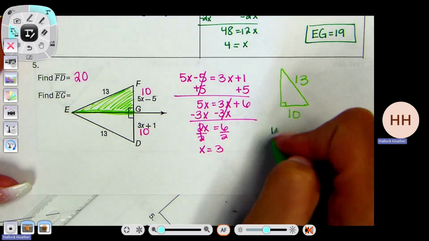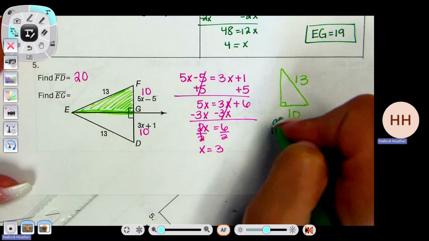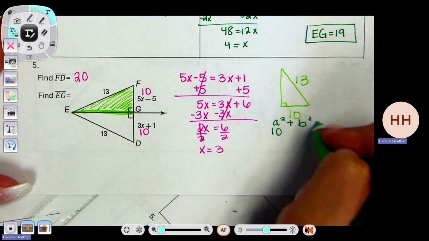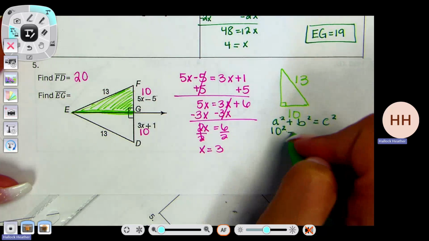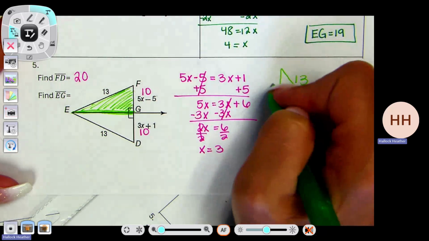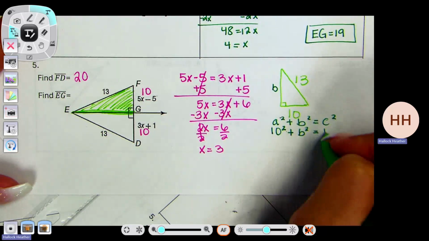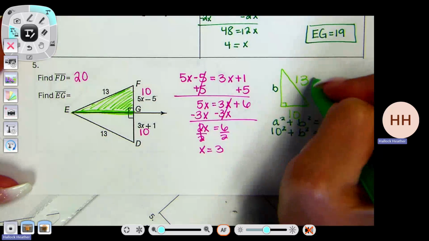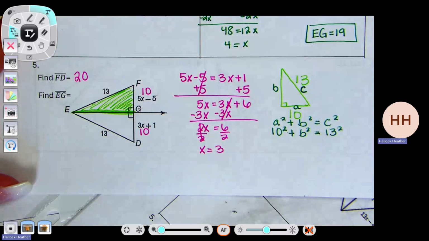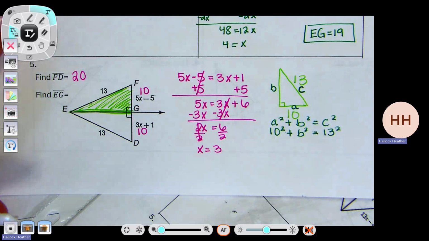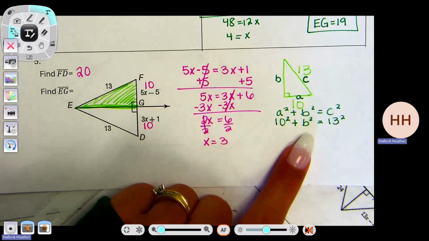So we're doing 10 squared. I guess I should write the formula first. A squared plus B squared equals C squared. Pythagorean theorem is from middle school. So we're going to do 10 squared. We don't know B. B is over here. And it's equal to 13 squared, which is C. The only one that really technically matters is C. C is always the diagonal on the triangle. It's always the longest side. It's always opposite the 90-degree angle. So does anybody remember what I should do to solve the Pythagorean theorem?